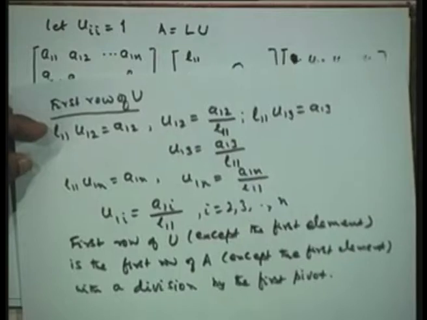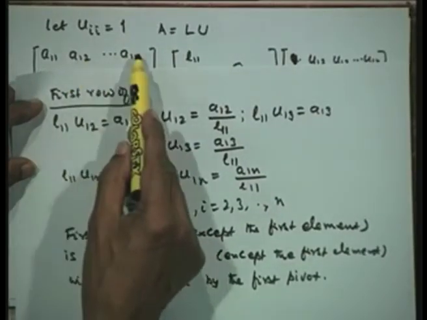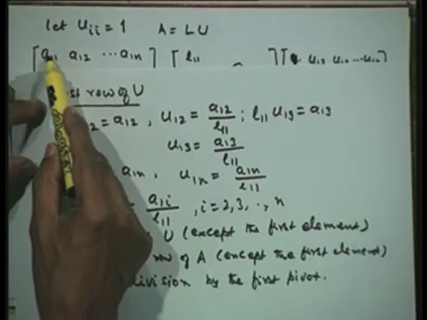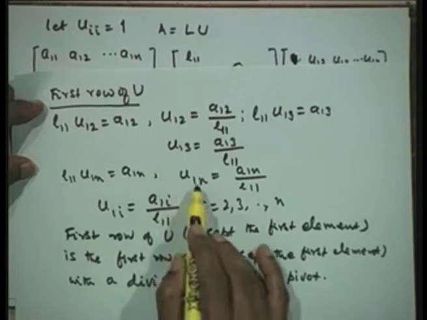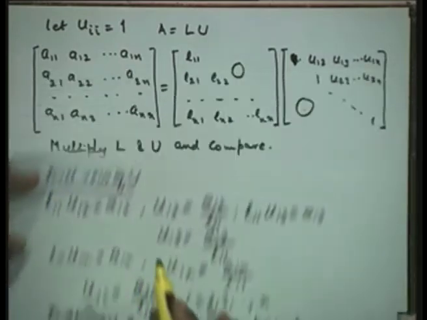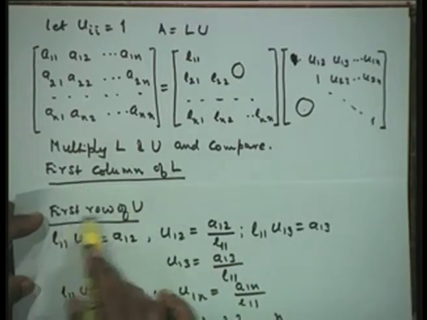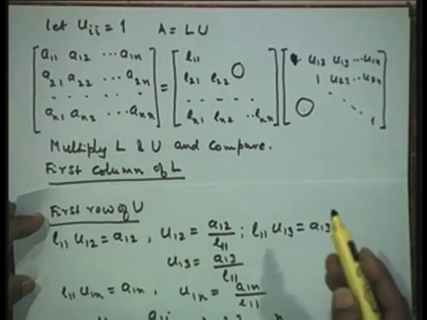That means, what we are saying here is that you can take the elements of A, divide each one of these elements by the leading element, that is a pivot, and that will give me all the elements of U11, U12, U13, so on up to U1n. Now, the first row, first column of L is complete, first row of U is complete. Now, I go to the second column of L, second row of U.